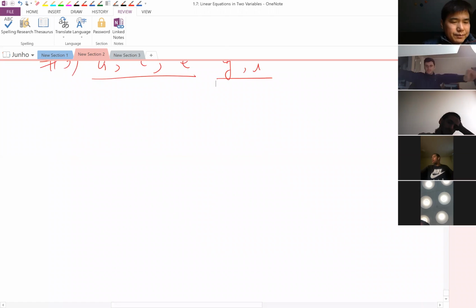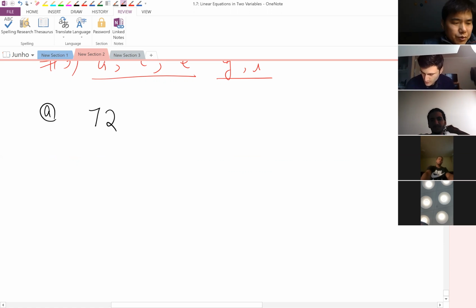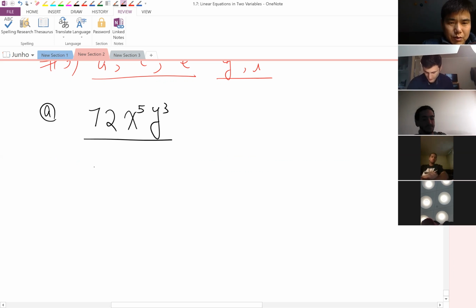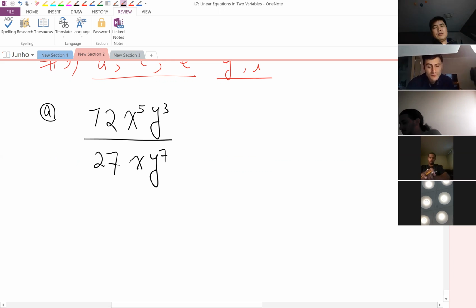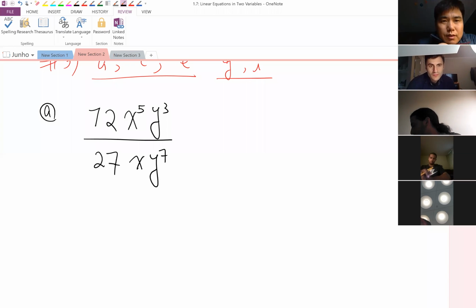So part A first: 72 x to the fifth y cubed over 27 x y to the seventh. Okay, so does anyone want to share your idea on how to simplify this rational expression? You have the common factor 9. 9, okay. Let me know what to do. So 9, then multiply.